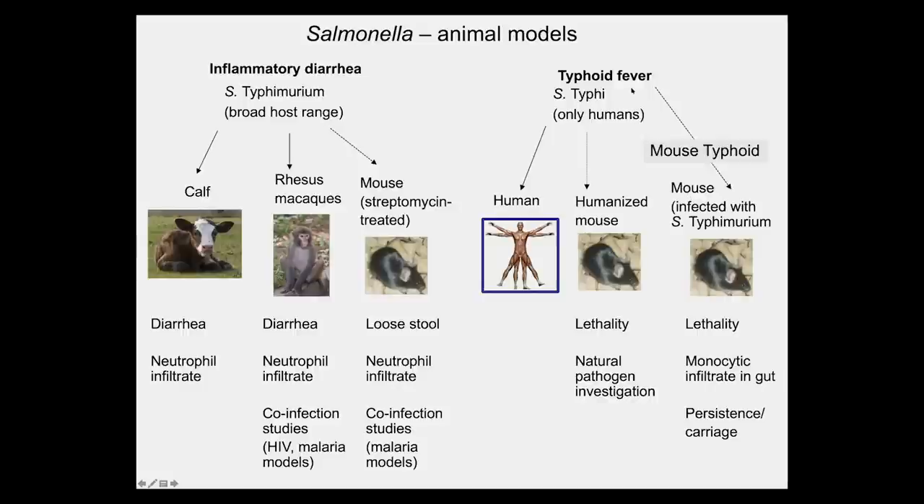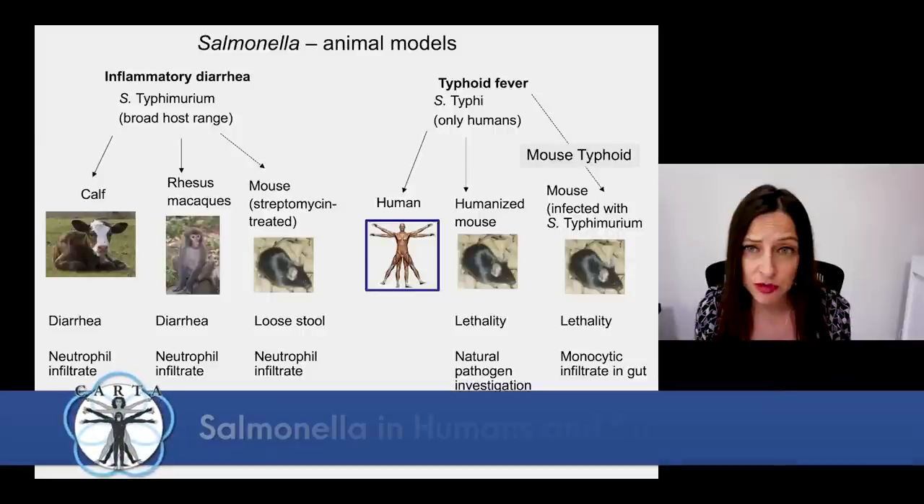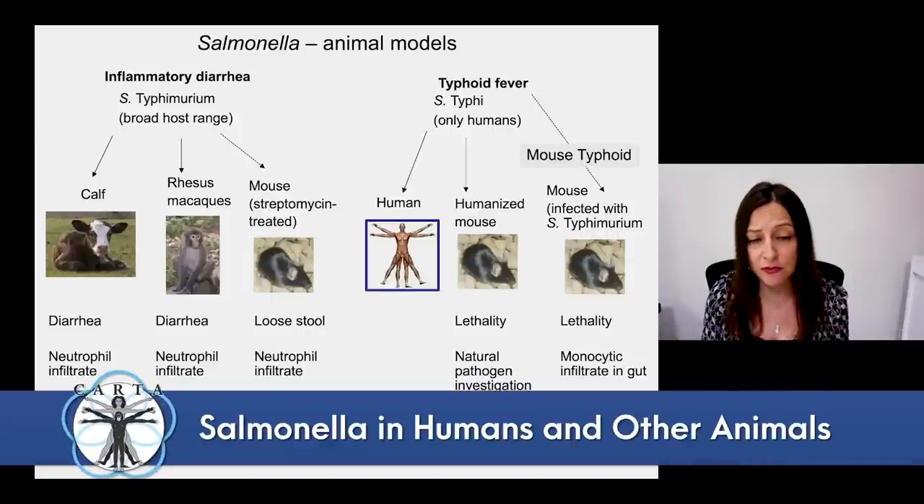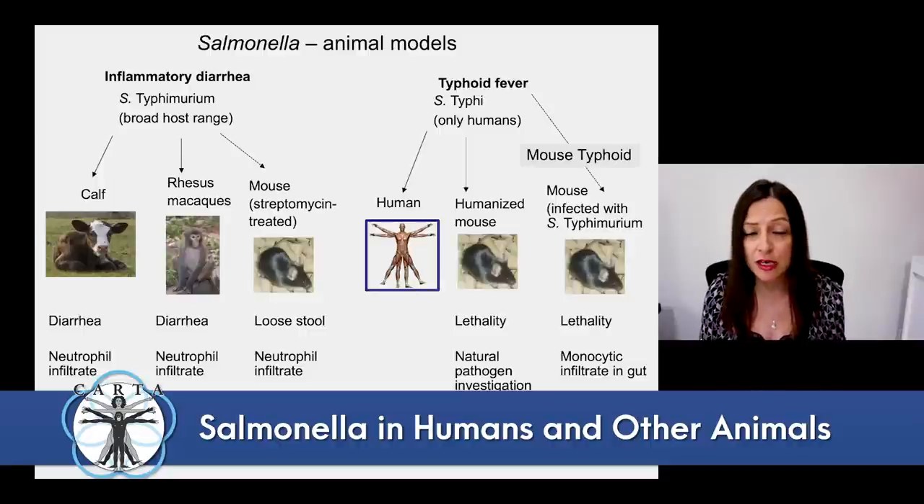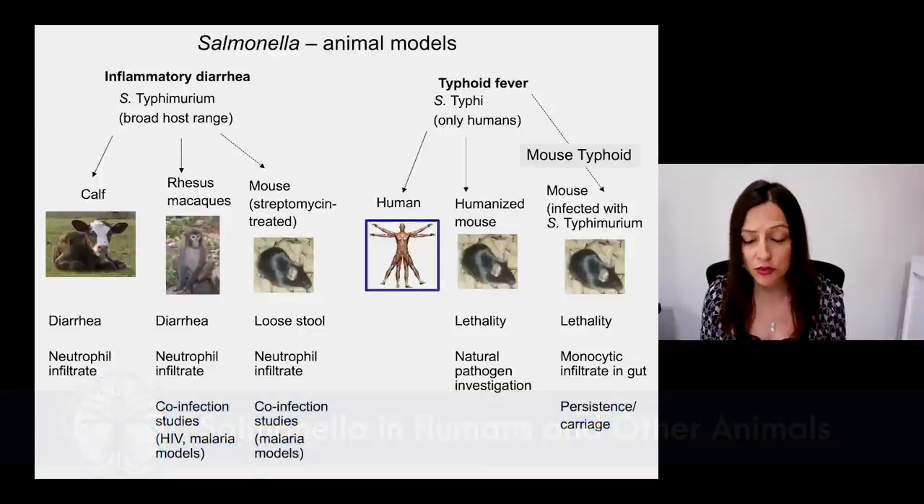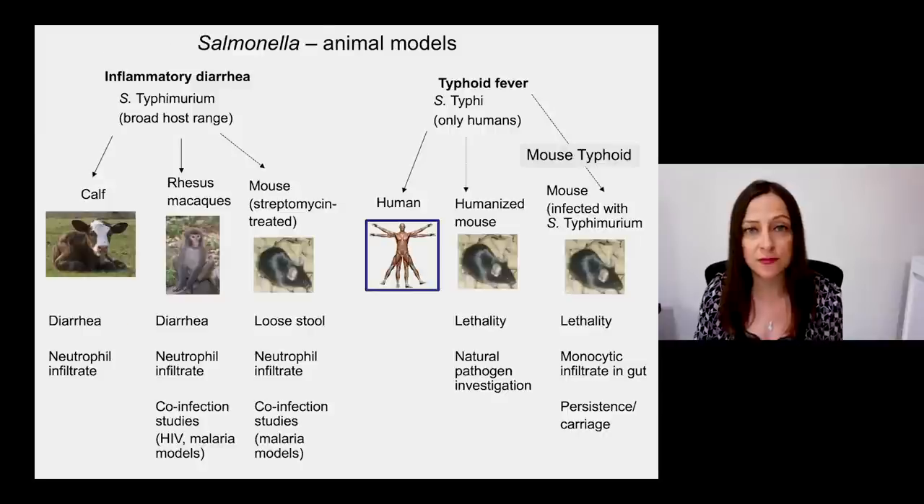But definitely one of the most used models is the mouse typhoid model, in which the mouse is infected with Salmonella typhimurium, which causes mouse typhoid. And in this mouse, there is lethality and monocytic infiltrate in the gut. And this mouse can also be used to study persistence and carriage. So many of these models have been used to investigate inflammatory diarrhea and typhoid fever. And all these models have been useful to contribute to our understanding of disease.